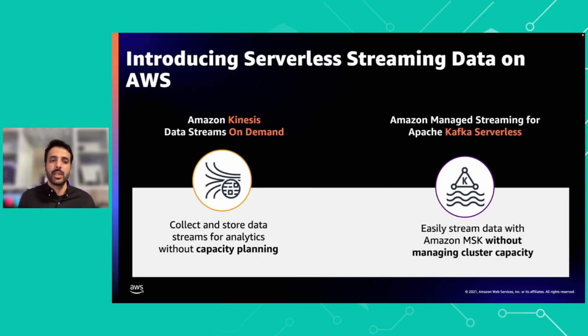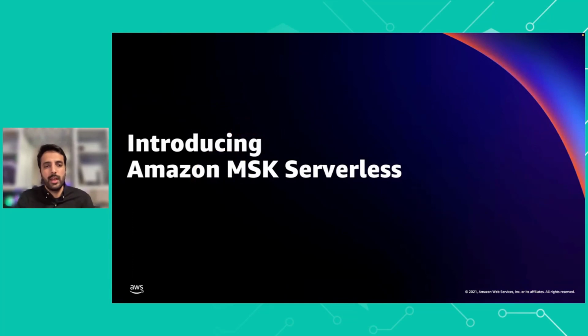So Amazon Kinesis Data Streams provides an on-demand offering which allows you to collect and store data streams for analytics, but without capacity planning. And similarly, with Amazon MSK Serverless, you get rid of the notion of managing brokers or storage volumes, and you can similarly analyze data streams without having to manage cluster capacity. Let's take a quick look into Amazon MSK Serverless first, and then Sai will transition into explaining a bit more about Amazon Kinesis Data Streams on demand.